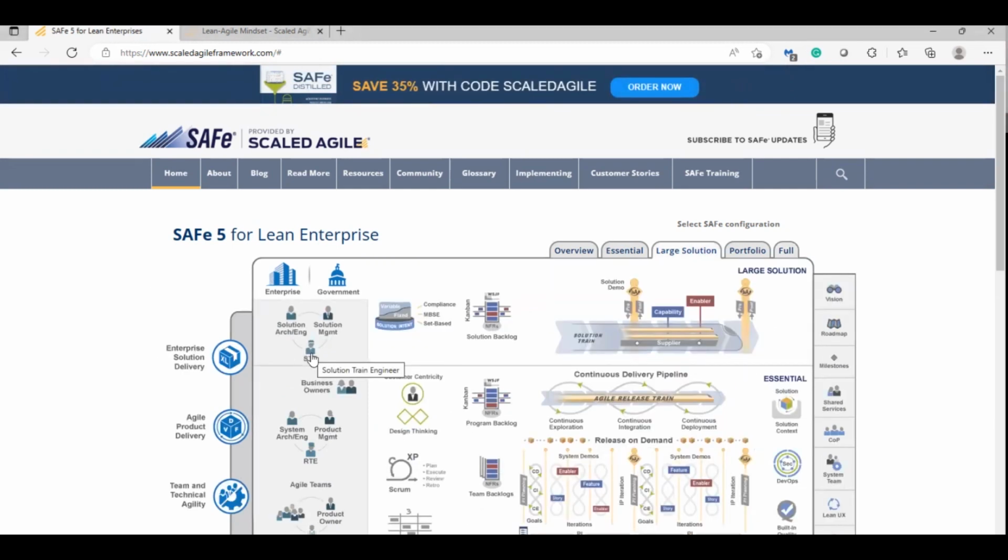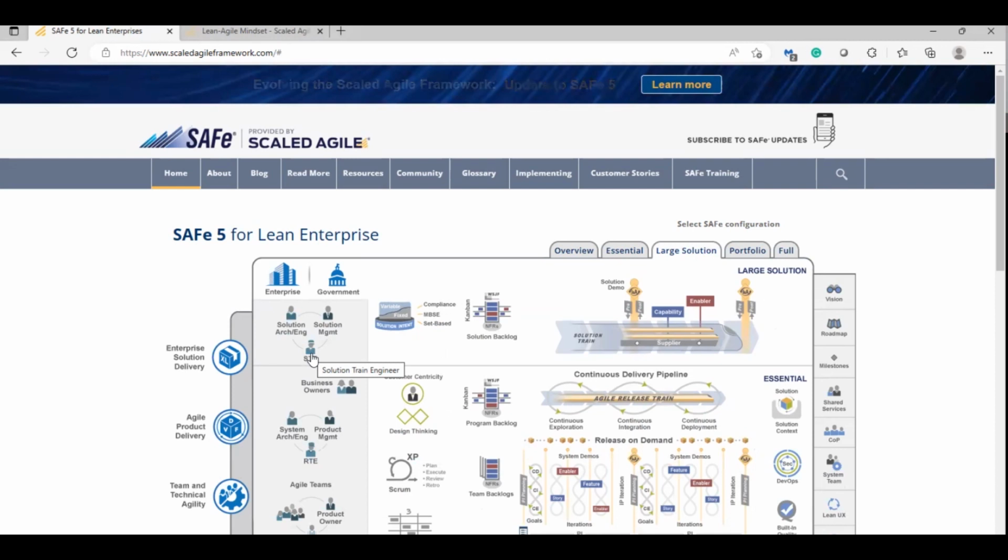Clear. If you join one team, Sir, do you have an STE? They say no. Okay, no STE. Don't ask, do you have a train, because without a train, it is not Scaled Agile. Okay, how many trains are there, sir? If it is only one train, Essential SAFe. More than one train means Portfolio SAFe.